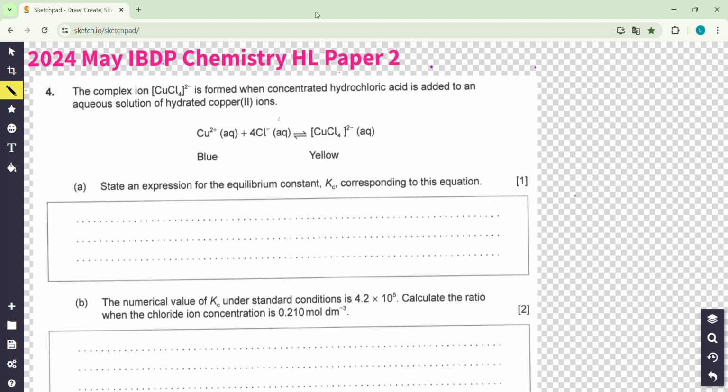Now we are on question 4. Okay, we have a reaction. To get all the things first, look here. State an expression for the equilibrium constant corresponding to this equation. So look at it. Just state it.